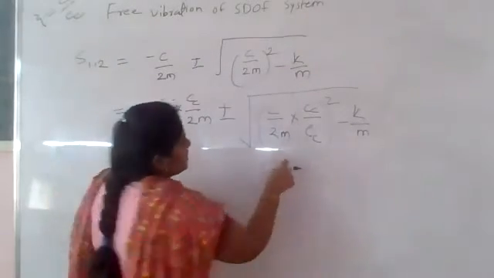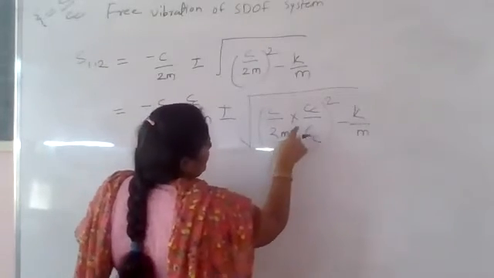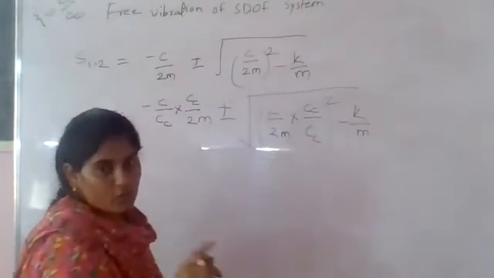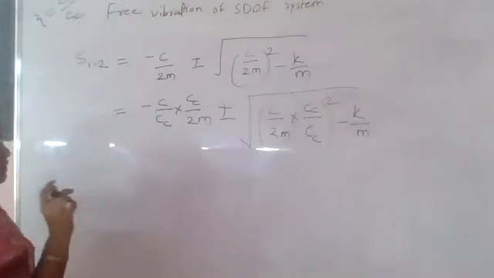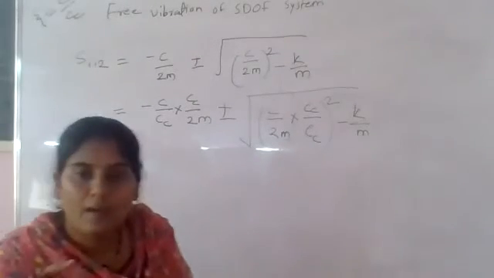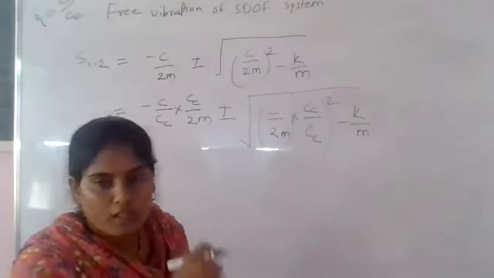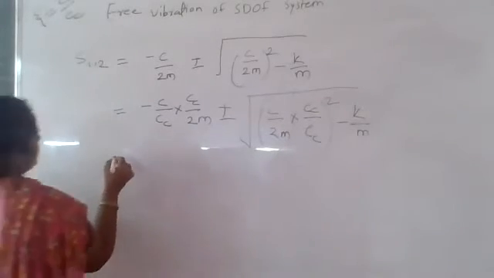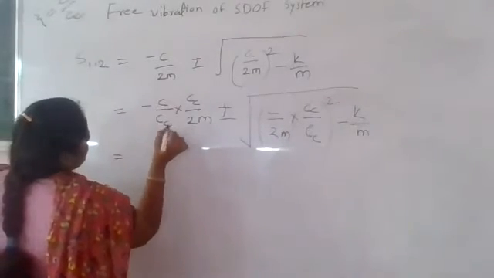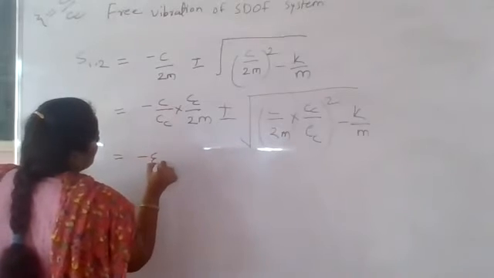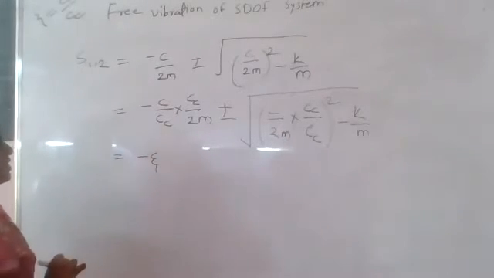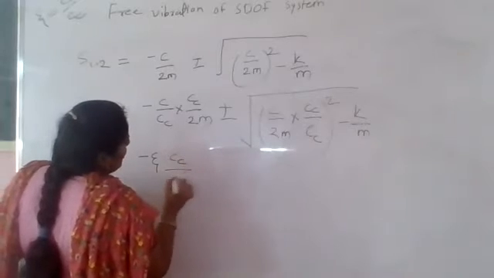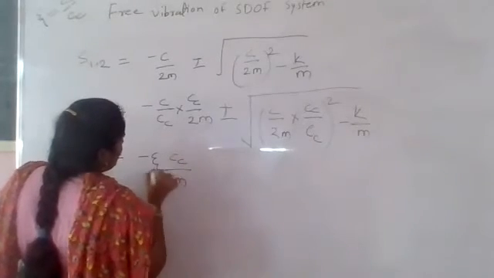Here you can also see that C by twice M into Cc by Cc will become 1. So there is no difference in this equation, but by dividing and multiplying, we go for the conversion in terms of zeta. You can see that C by Cc is zeta, so it will become minus zeta into the remaining term. Which is the remaining term? That is Cc by twice M.